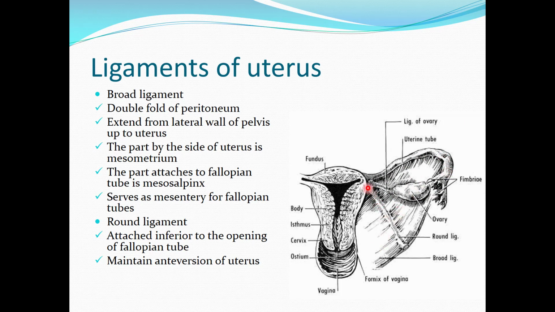Number 2 is the round ligament. Can you see here in this diagram? This is the round ligament of the uterus, and it is attached inferiorly to the entrance of the fallopian tube, and this maintains the anteversion position of the uterus. So this is very important. This is the round ligament. It is attached inferior to the opening of the fallopian tube, and it is attached to the lateral pelvic wall. Okay, so it will maintain the anteverted position of the uterus.